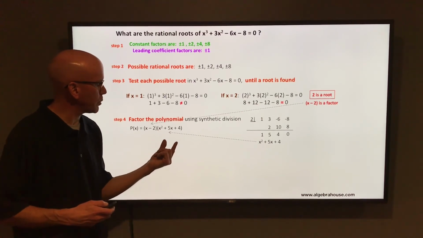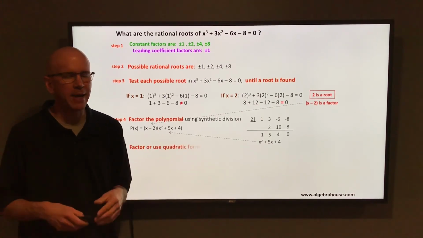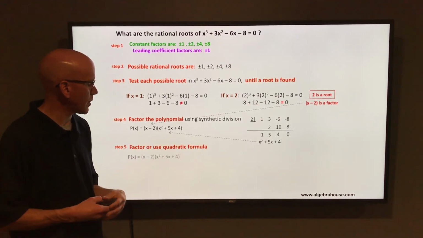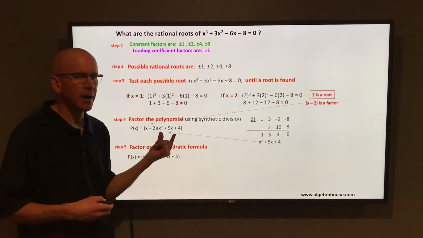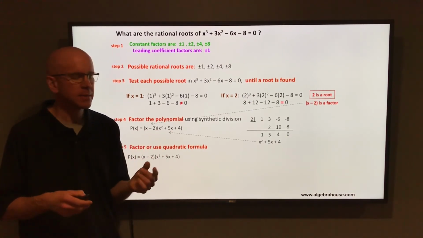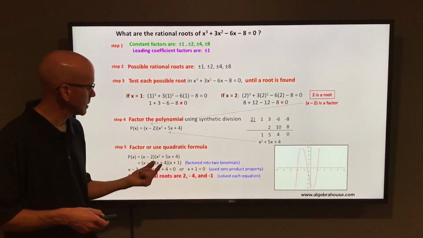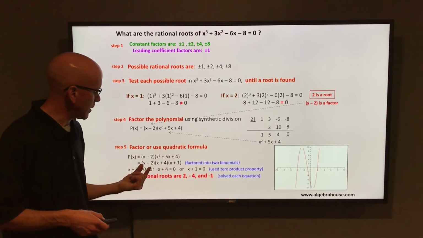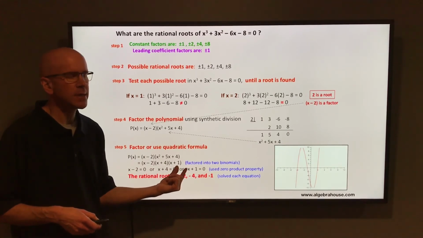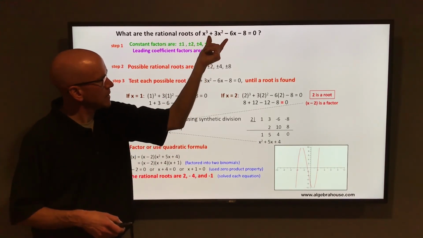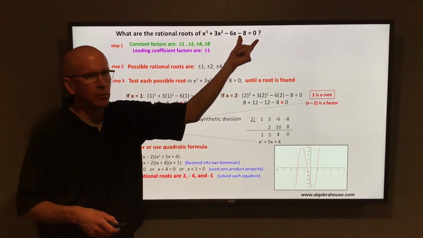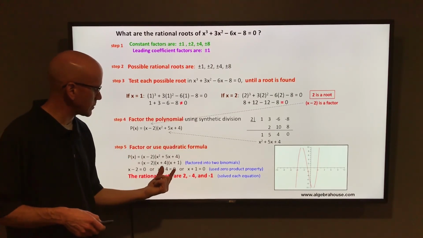Now that x squared plus 5x plus 4, that may factor into two binomials. So we'll try that. To factor that into two binomials, the first terms would be x. The second terms multiply to get 4 and add to get 5. So those second terms would be 4 and 1. So now you have those three linear factors. We factored this into three linear factors that's equal to 0. So these three linear factors are equal to 0.